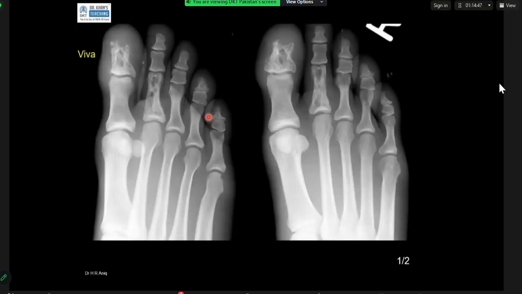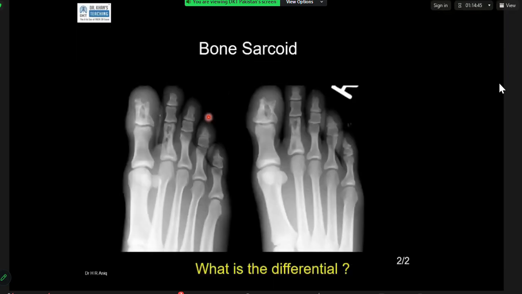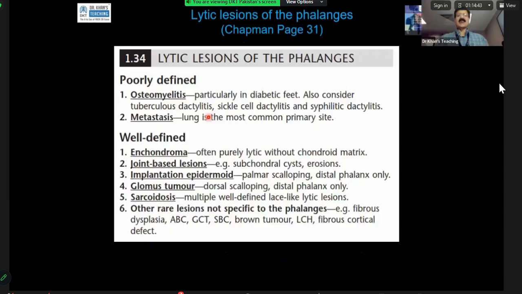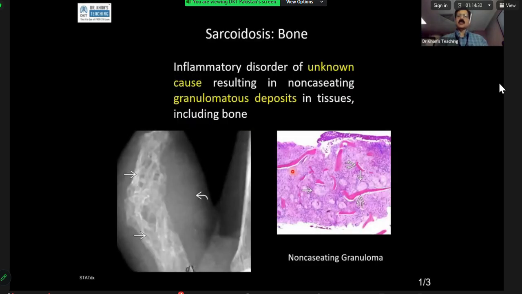Sir, I don't know, sir. Okay. So lytic lesions in the phalanges and well defined, and these well defined lesions include sarcoidosis and all of these things. Fine. Now, this is the answer to my question.